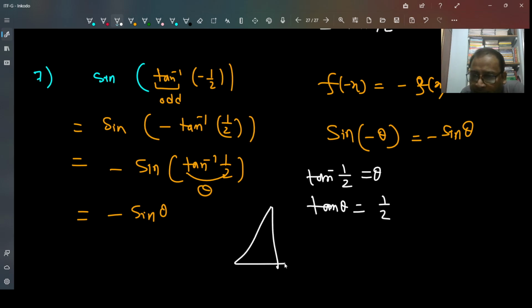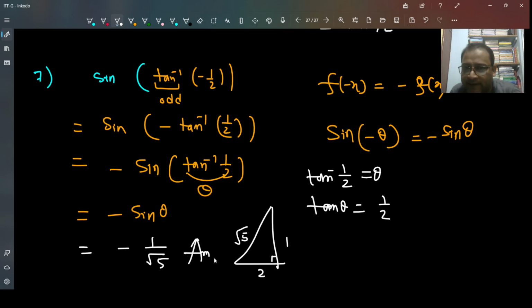Draw one right angle triangle. Half means perpendicular is 1, base is 2, so our hypotenuse is root 5. So what we have is 1 by root 5. This is the answer. Now we have a few questions left. We will try to complete them in this class.